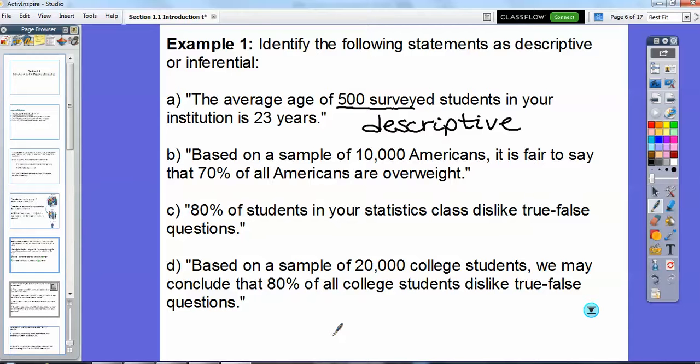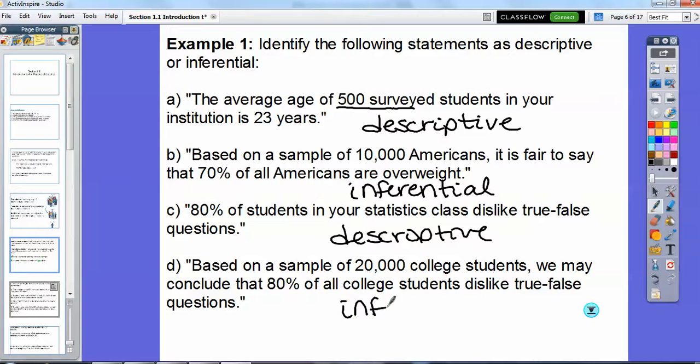Based on a sample of 10,000 Americans, it is fair to say that 70% of all Americans are overweight. Inferential. 80% of students in your statistics class dislike true-false questions. That's just talking about my class. Based on a sample of 20,000 college students, we may conclude that 80% of all college students dislike true-false questions. Inferential. Because we only surveyed the sample, but we are making an assumption about everybody.